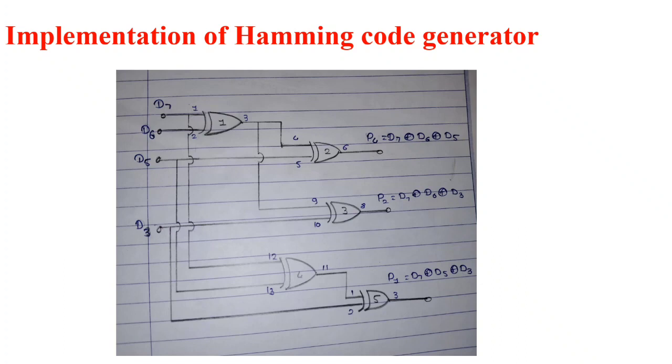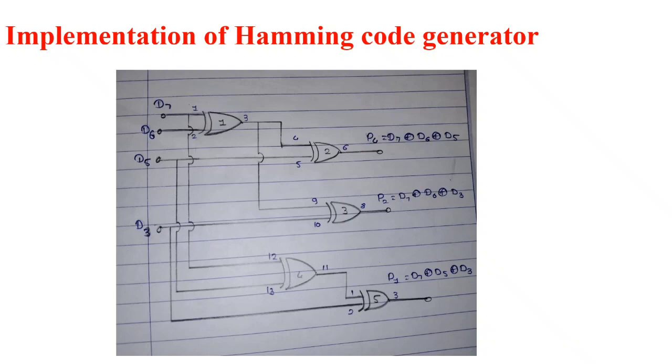Next, we are taking another XOR gate and passing the output of the first XOR gate, which is obtained from the inputs D7 and D6, along with D3. We pass both these inputs into another XOR gate, and we are getting P2 equal to D7 XOR D6 XOR D3.